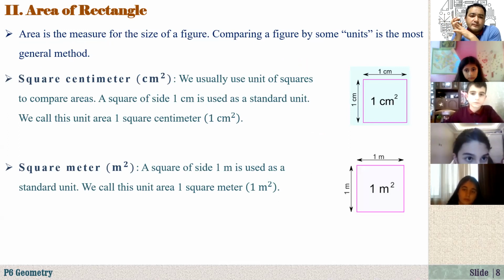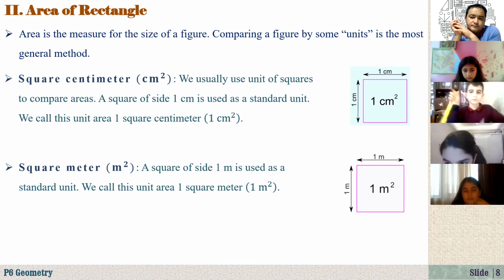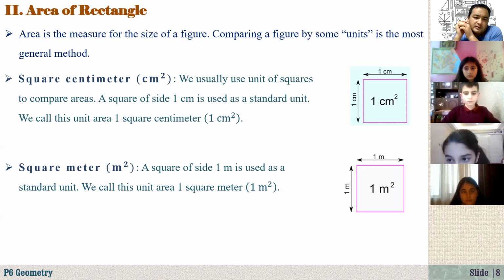Area is the measure for the size of a figure. Comparing a figure by some units is the most general method. Okay, continue. Square centimeter, right? What do we understand from this? We usually use unit squares to compare areas. A square of one side, 1 centimeter, is used as a standard unit.